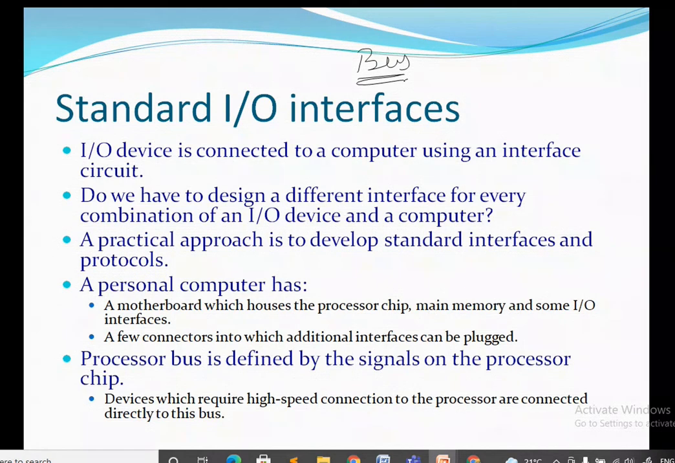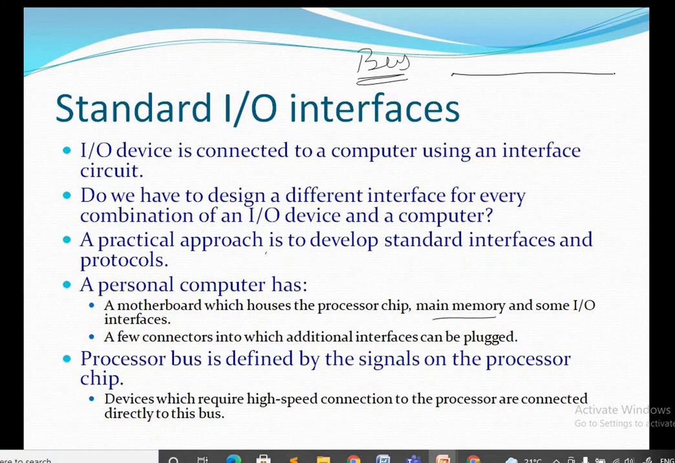It also depends on what type of device you are going to connect. If you are connecting a slow speed device, which can transmit the data at the slowest speed, then a different bus is used to connect such types of devices. So how can it be categorized? Here, a personal computer has a motherboard which houses the processor chip, main memory, and some IO interfaces.